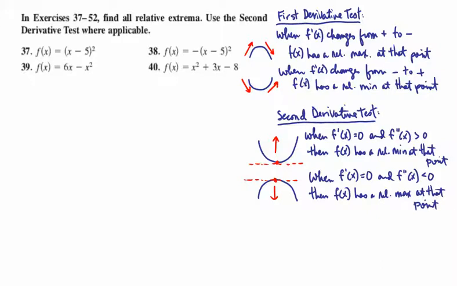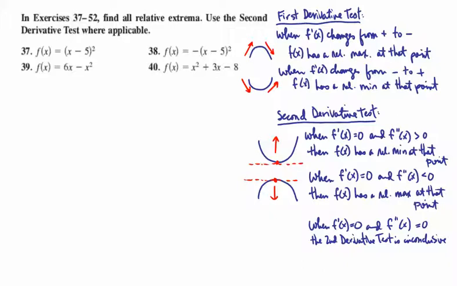Now, the first derivative test always works. When I get a change in sign of the first derivative, I either have a relative min or relative max. The second derivative test has a third option, and that is when f prime of x is 0 and f prime prime of x is 0. The second derivative test is inconclusive. That could happen from time to time.